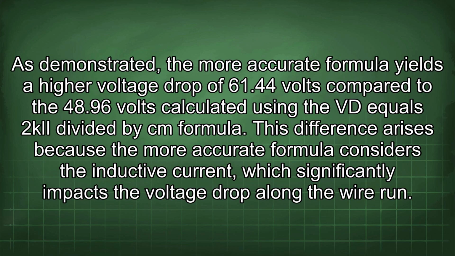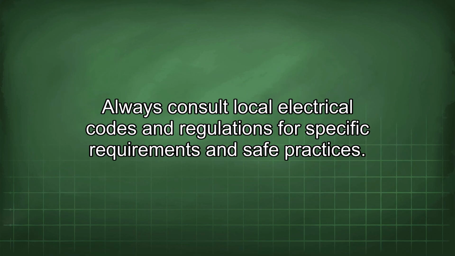As demonstrated, the more accurate formula yields a higher voltage drop of 61.44 volts compared to the 48.96 volts calculated using the VD equals 2KLI divided by CM formula. This difference arises because the more accurate formula considers the inductive current, which significantly impacts the voltage drop along the wire run. Always consult local electrical codes and regulations for specific requirements and safe practices.